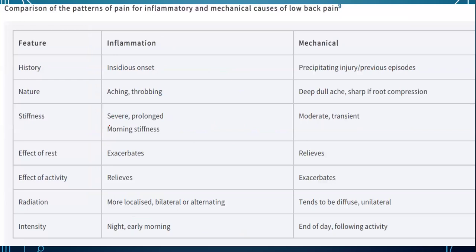Okay. But the first thing that you would do for a low back pain patient is analgesics. So paracetamol is the first line treatment. Okay?